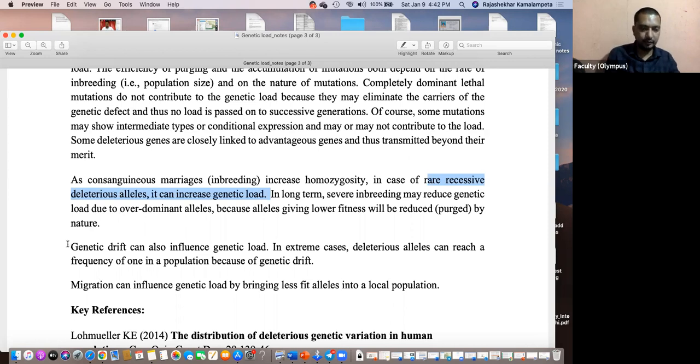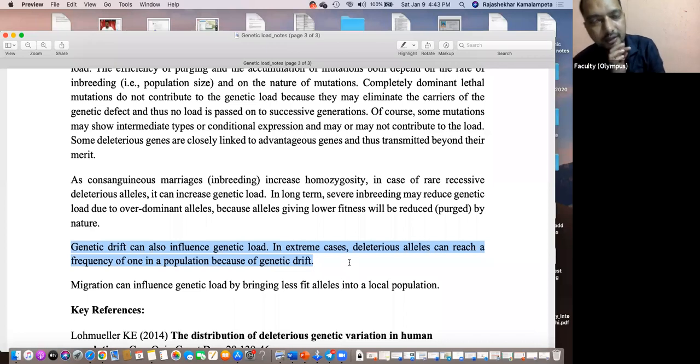Next, genetic drift. We also discussed this yesterday. It can influence genetic load. In extreme cases, deleterious alleles can reach a frequency of 1 in a population because of genetic drift, because accidentally, all those effective alleles are gone. So what happens? Those with the deleterious alleles may survive in the population. Inbreeding will result in more and more burden. So you explain with an example. Talk about Amish populations. Okay, you expand on them.